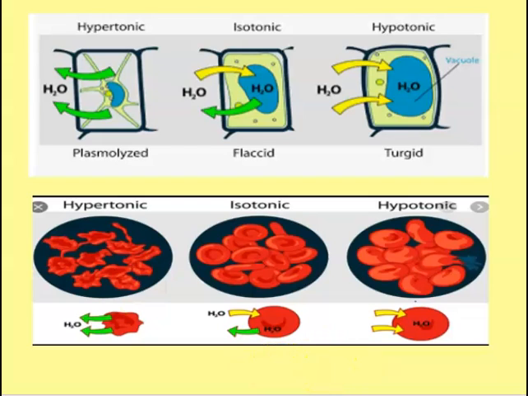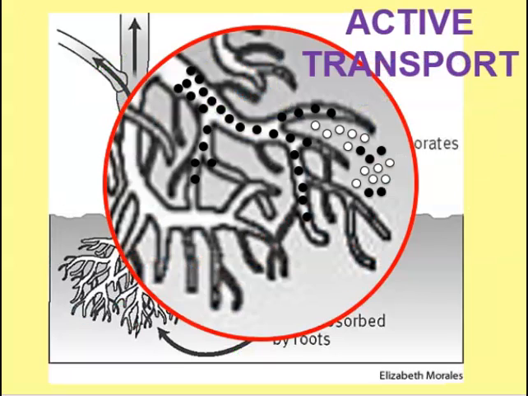Remember also, osmosis is a type of diffusion, but it's to do with water from a high to a low concentration of water, and there's got to be a partially permeable membrane present. Okay, the last one then is active transport. An example of active transport is the movement of minerals into a root.